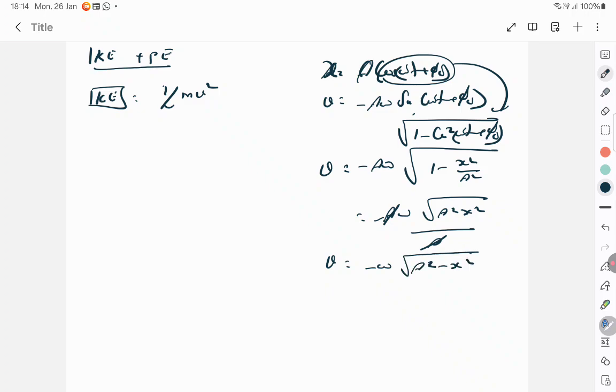You know this, I've dealt with this in the previous video. With this formula you can find the maximum velocity, which is at the mean position, to be omega a, and the velocity at the extreme position is 0, considering x is equal to a.